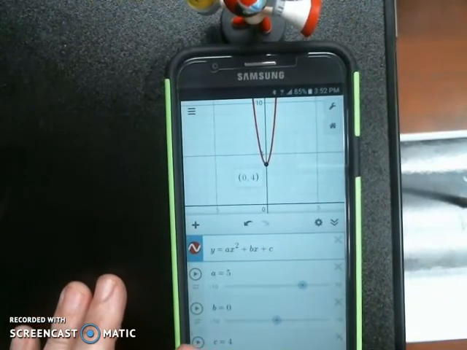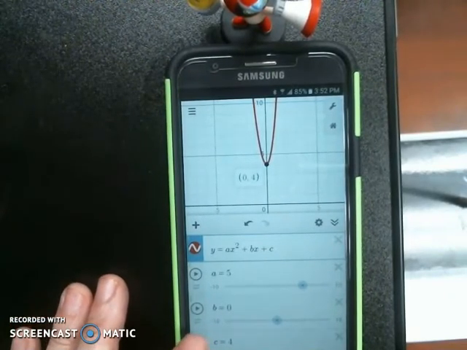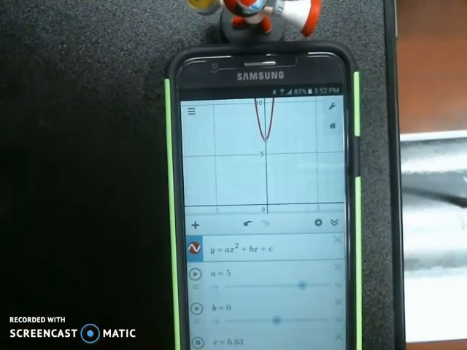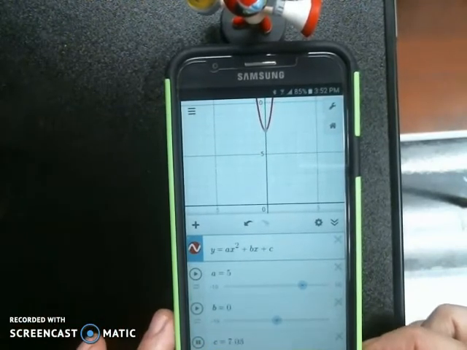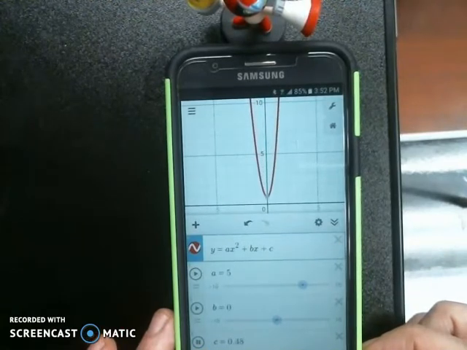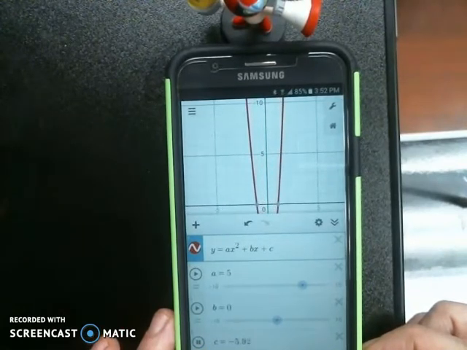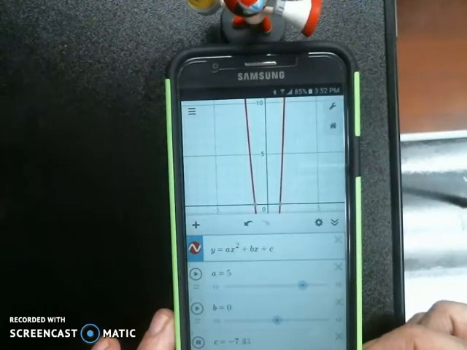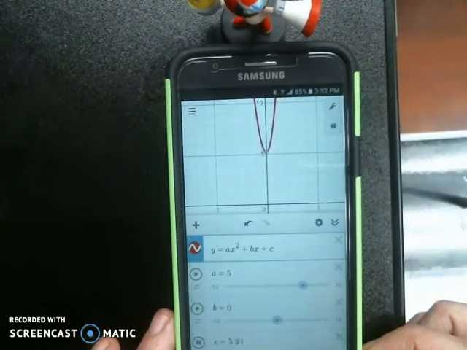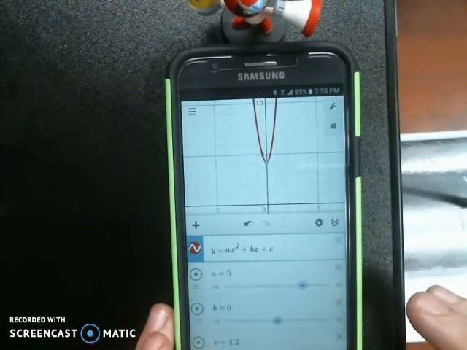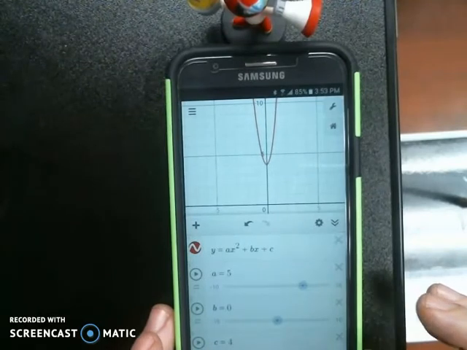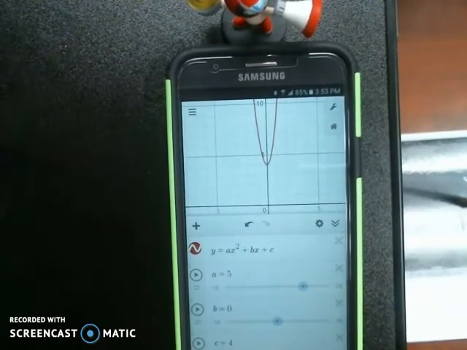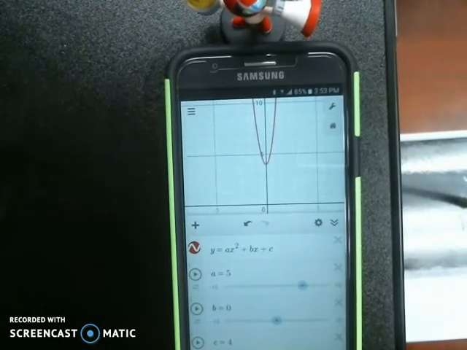Now what I'm going to do first is I'm going to just let C change. I'm going to press the play button, and C is going up, and then C is going down. You can see exactly what it makes that picture do. It's going way down, and here it comes back up. The parabola is not changing shape, it's just rising and falling. I'm going to get it stopped somewhere around 4 again. Okay, that's what C does. When C changes, it makes your whole picture go up or down.